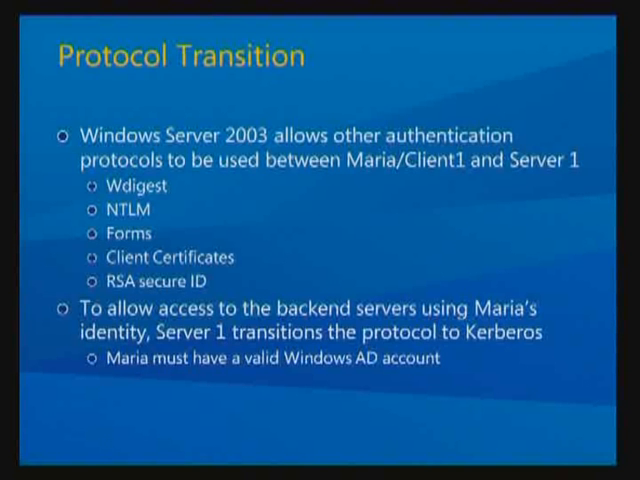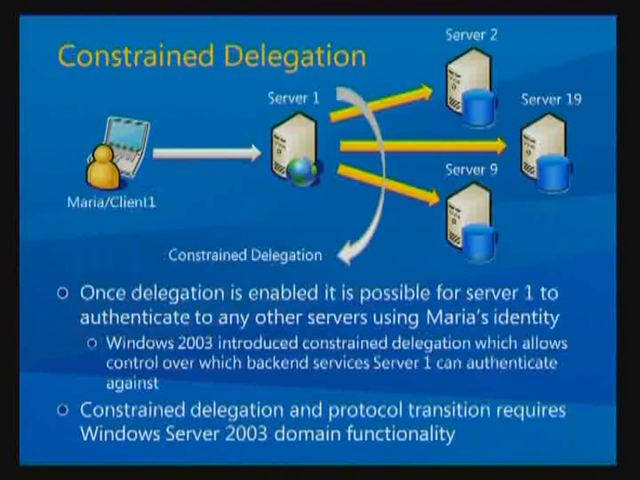What constrained delegation does for us is basically constrain where we delegate to. We're working in a 2000 environment, enable delegation, and this guy can go off to any server it likes, right? And that's a real danger. With 2003, we can say which servers it can go off to, but we can be even more granular than that. We can say which services on which servers it can go off to.